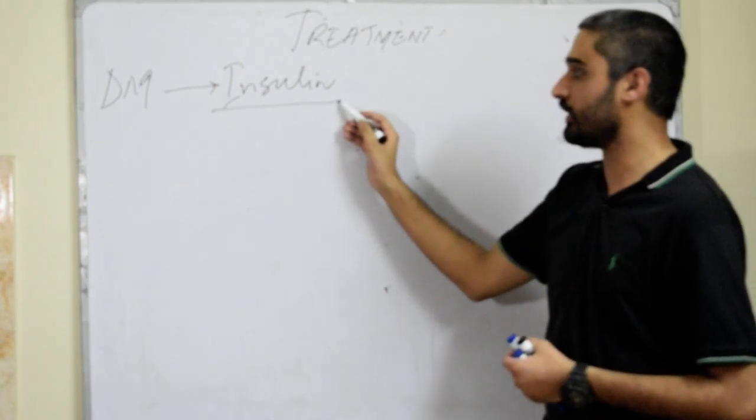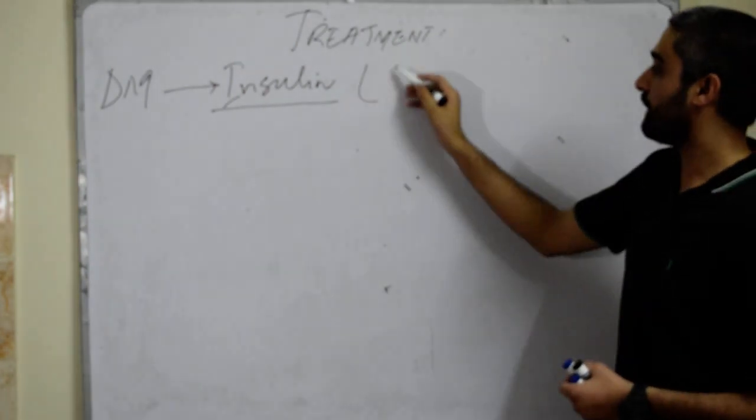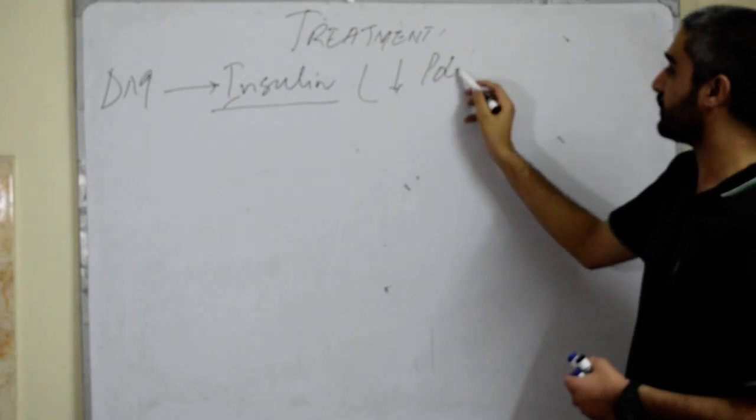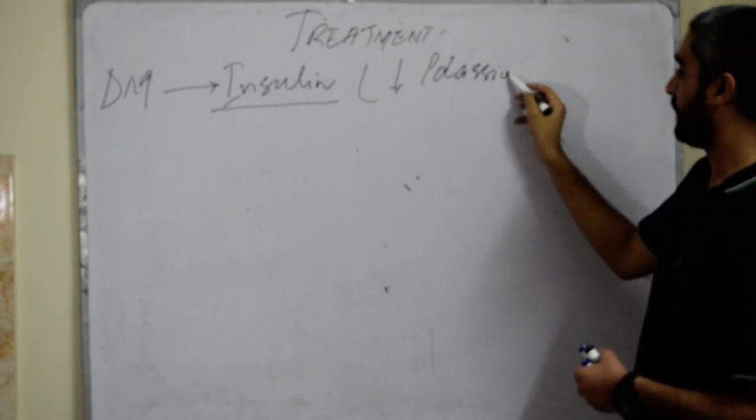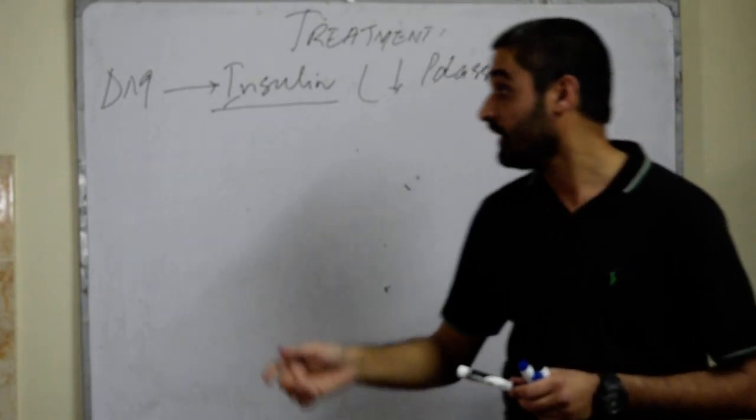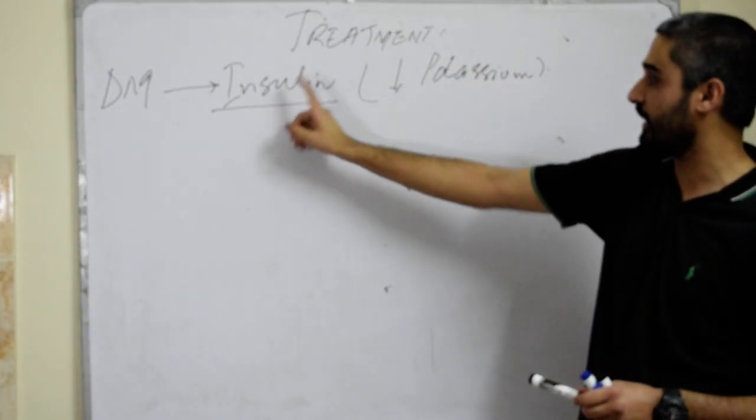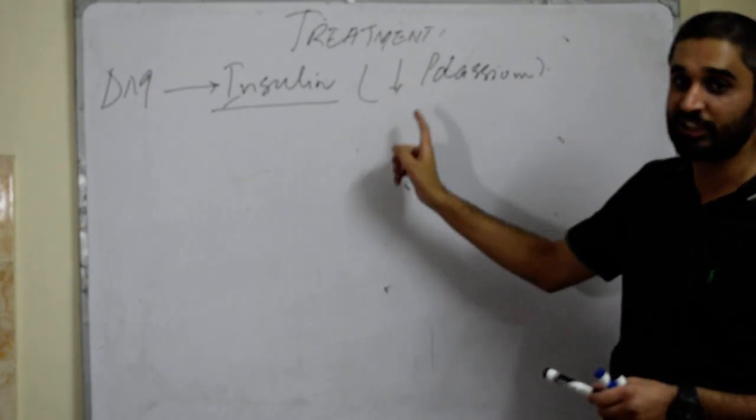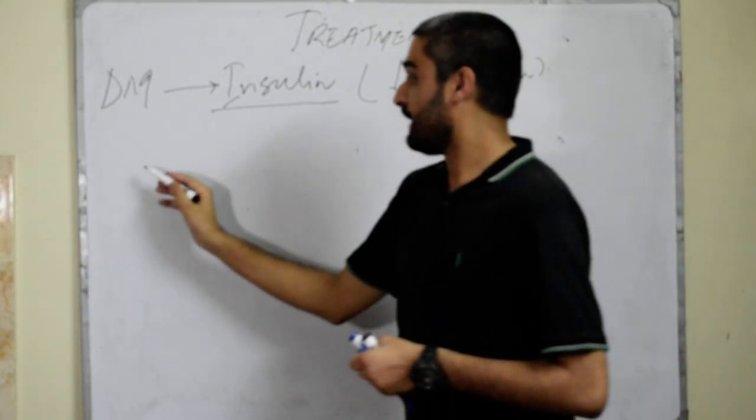Whenever you give this insulin to the patient, what happens? The potassium keeps on reducing, because potassium is entrapped inside the cell. So whenever you give insulin, please monitor the potassium level as well.